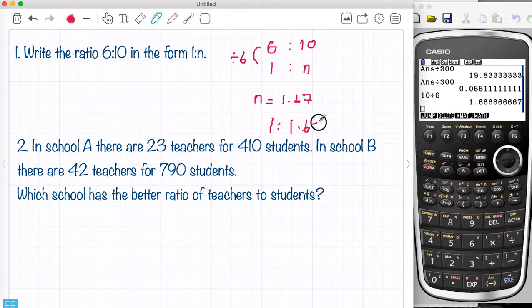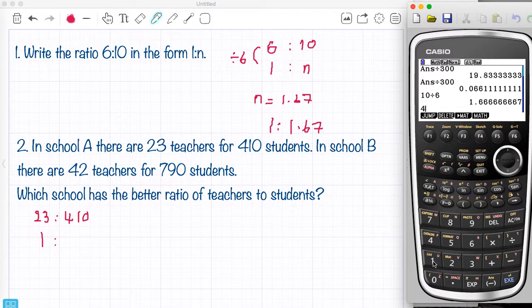Now, why would I want to do that? Well, it might be for questions like this. In school A, there are 23 teachers for 410 students. In school B, there are 42 teachers for 790. Which school has the better ratio? So let's take the first ratio, which is 23 to 410. I'm going to divide by 23 to make it 1 there. So I'm going to take the 410 and divide it by 23. It gives me 17.8.